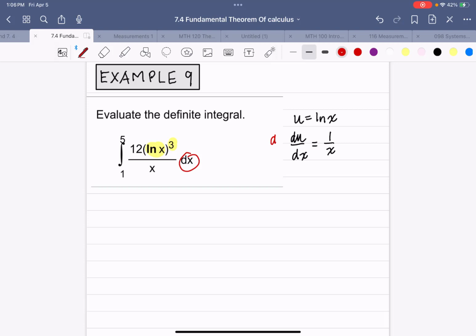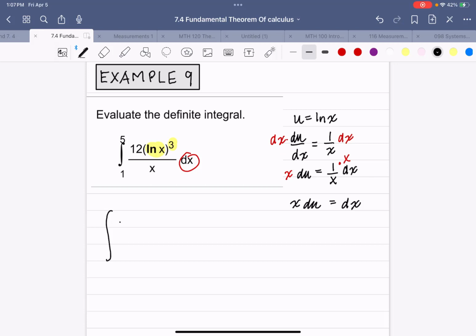So I'm going to multiply both sides by dx, and I get du is 1 over x dx, and since that x is on the bottom, I'm going to have to multiply by an x to isolate that dx term. So I end up with x du can be substituted for my dx. So I'm going to switch over to the indefinite integral, leave off those endpoints for now.